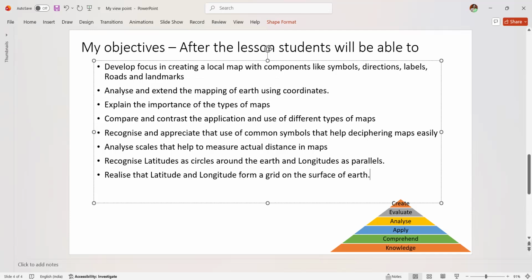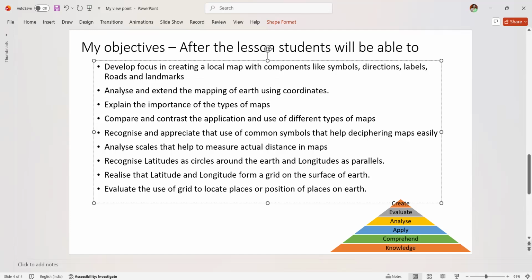So why is this grid very, very important? The grid is very important in locating places. Now latitude and longitude form a grid. You can use any words, it depends on you. Here I'm going to use evaluate the use of grid to locate places or position of places on Earth.